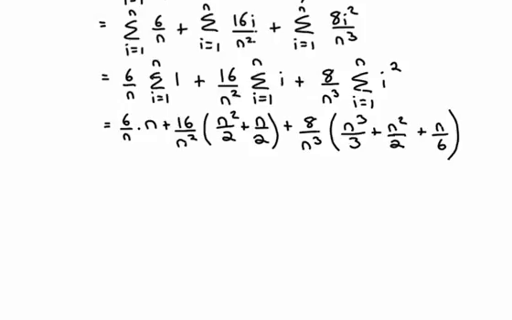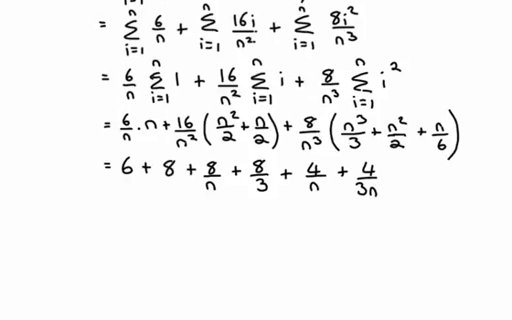Right, now we're going to times by n and simplify. 6 over n times n is 6, plus 16 over n squared multiplied by n squared over 2 is 8, plus 16 over n squared multiplied by n over 2 is 8 over n, plus 8 over n cubed times n cubed over 3 is 8 over 3, plus 8 over n cubed times n squared over 2 is 4 over n, plus 8 over n cubed times n over 6 is, let's have a look, 4 over 3n squared.